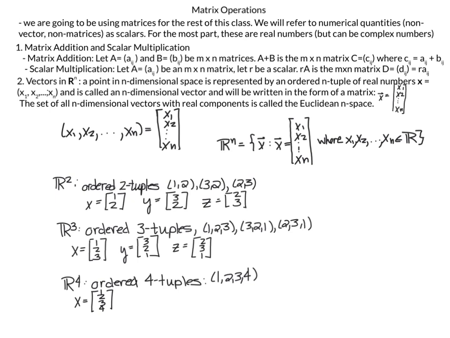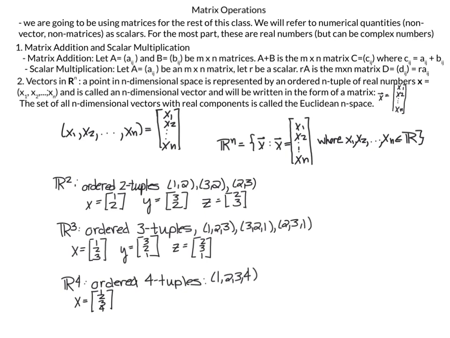The next topic we have is vectors in Rn. A point in n-dimensional space is represented by an ordered n-tuple of real numbers, x equals x1, x2, up to xn, and is called an n-dimensional vector. It will be written in column form, so our vector x is equal to x1, x2, up to xn. The set of all n-dimensional vectors with real components is called the Euclidean n-space.